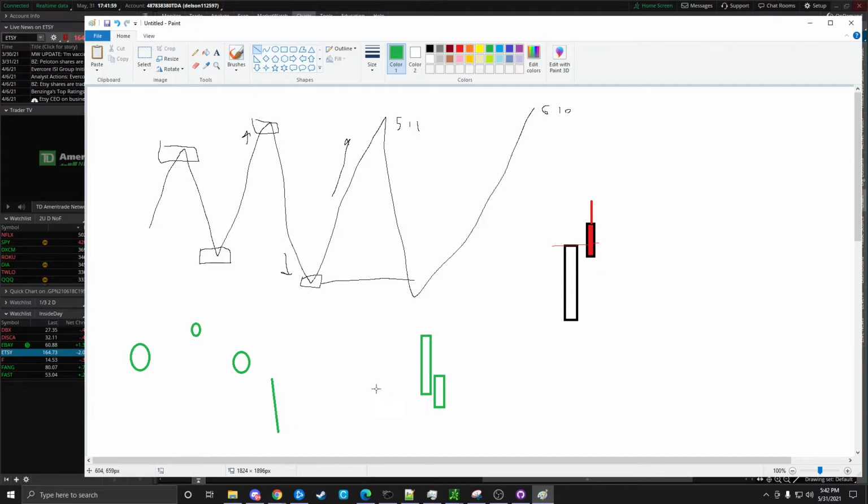So that's why a lot of TA and stuff like that is a load of baloney, almost, because you don't need it. You don't need to watch an ascending triangle or anything like that. It's just a range expansion.